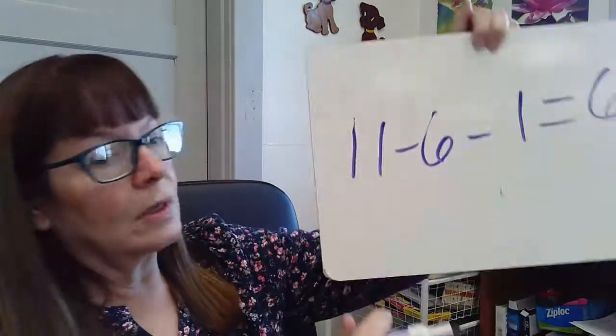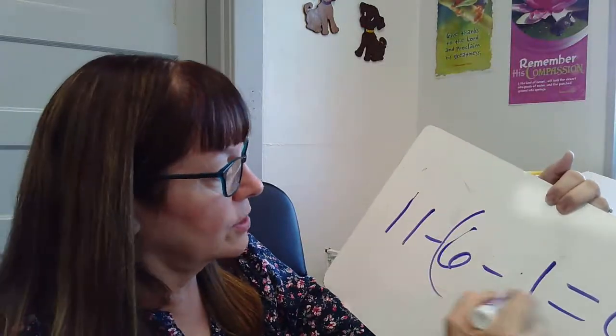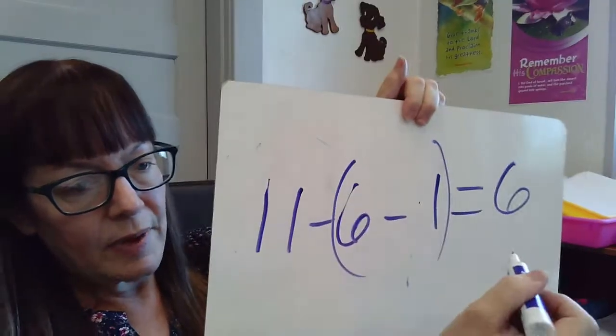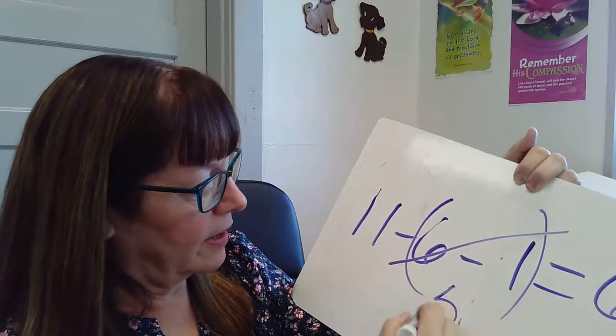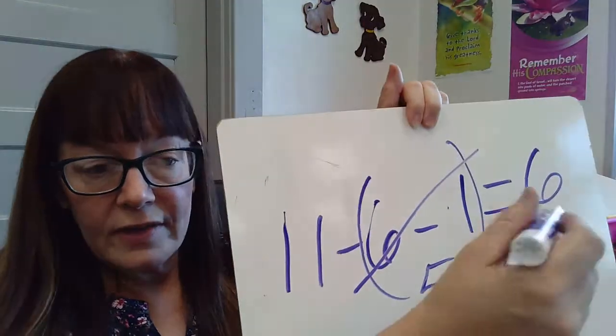That means the parentheses are going to go on the other, and we'll try that. So we've got 11 minus 6 minus 1. That means I have to try the parentheses around the next group. And I say 6 minus 1 is 5, and 11 minus 5 is 6. So my parentheses will go here. And that's what you do.